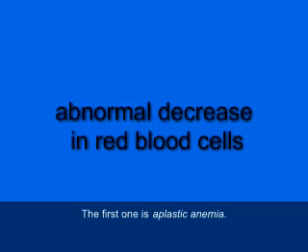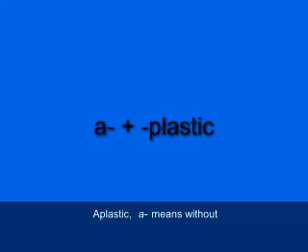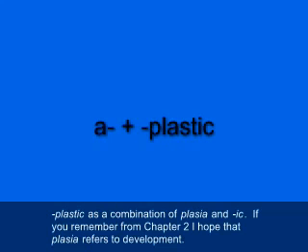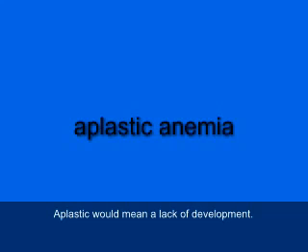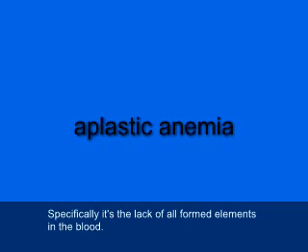The first one is aplastic anemia. Aplastic. Well, A means without. Plastic has a combination of plasia and ic. And if you remember from chapter 2, I hope that plasia refers to development. So aplastic would mean a lack of development. Aplastic anemia then is the absence or lack of cell development in the blood. Specifically, it's the lack of all formed elements in the blood.